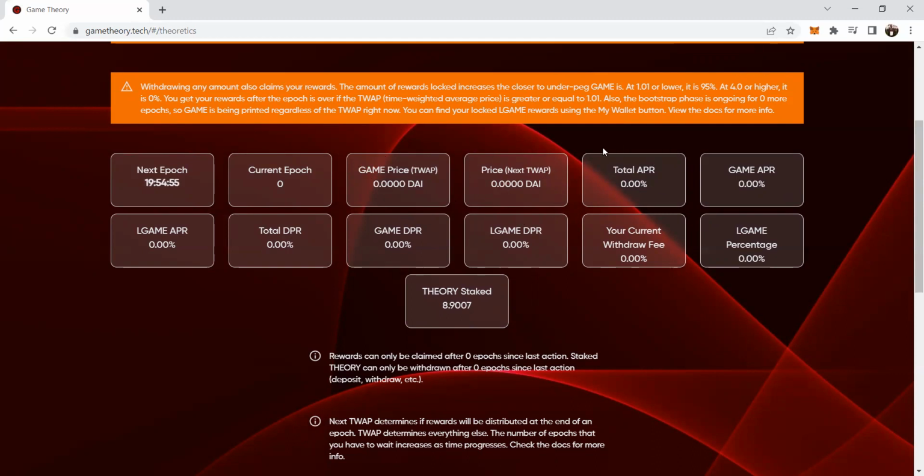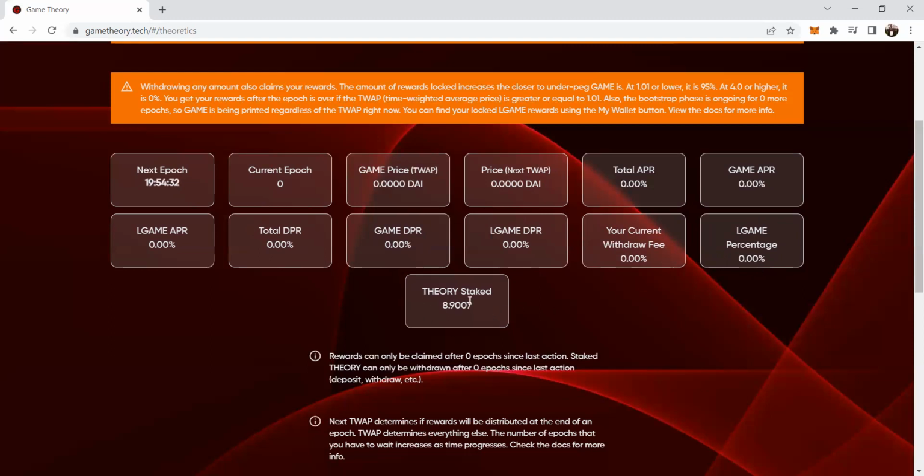You'll see the total APR. You see how much of that is in Game tokens versus how much of that is locked Game tokens. And then the same thing with the daily percentage rate. See how much of that is Game tokens versus how much of that is locked Game tokens. You'll see the current withdrawal fee based on how long you've been staked in Theoretics, and you'll see how much of your earnings are locked Game versus Game.